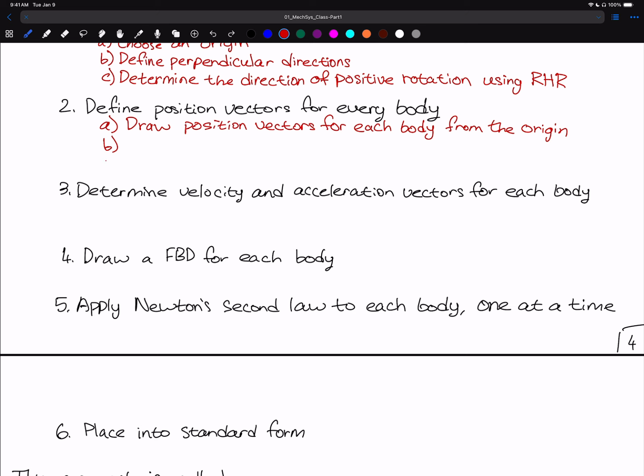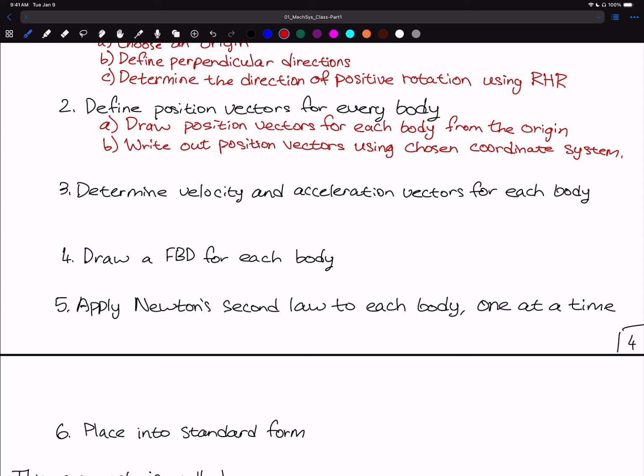The next thing to do is to write out the position vectors using your chosen coordinate system. And this is a case where you might need to introduce some arbitrary static dimensions so that you can describe where something is relative to your origin based on its static equilibrium position or its rest position. And we'll see this when we do the examples.